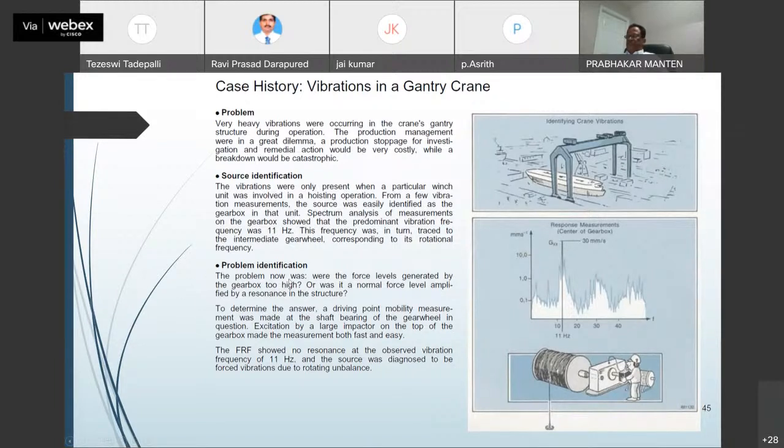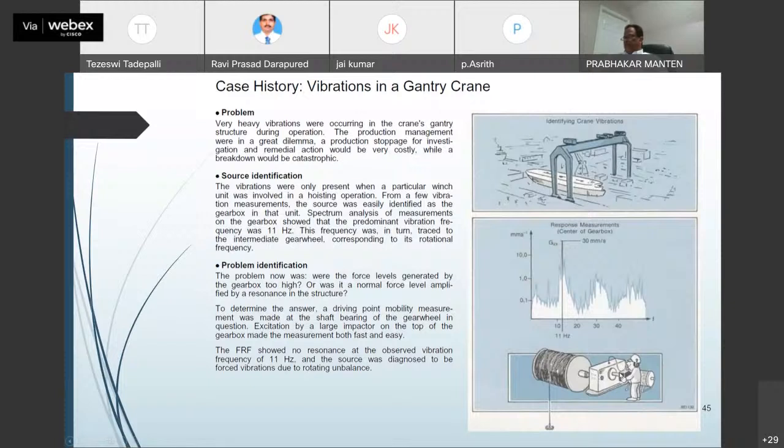Okay, but then problem identification. Is the force level generated by the gearbox too high, or was it a very small normal force amplitude which is causing a resonance in the structure? Is it some other resonant condition of the whole structure, or some other small excitation force of something moving around somewhere else? So to determine the answer, a driving point mobility measurement was made right at the shaft.